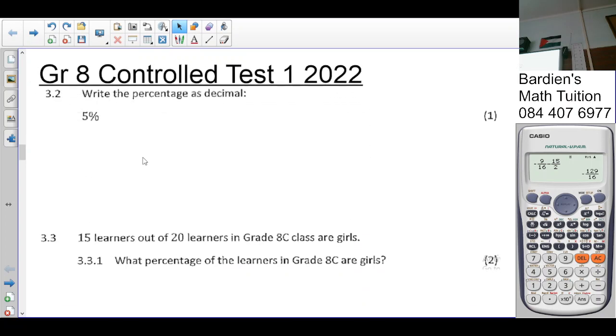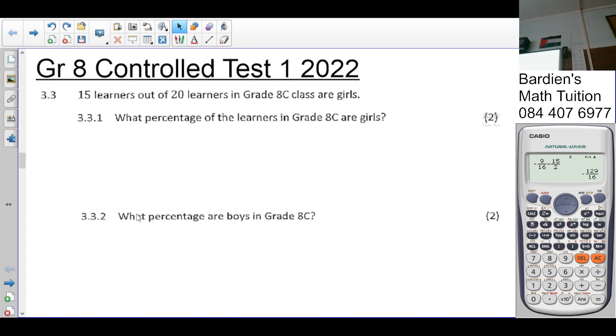In 3.2, the question says, write the percentage as decimal. So this is going to simply be 5 over 100. So this can be written as 0.05. You will agree with that?